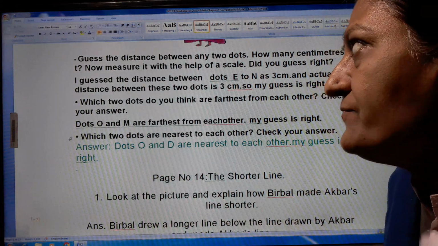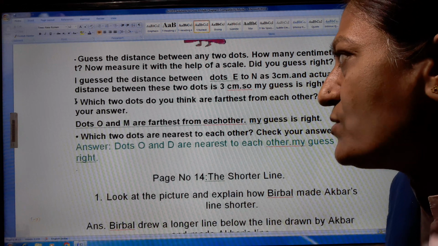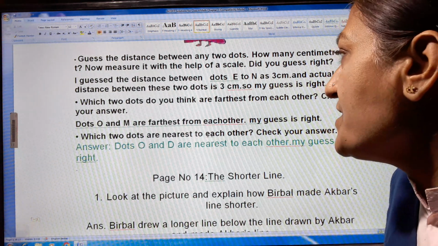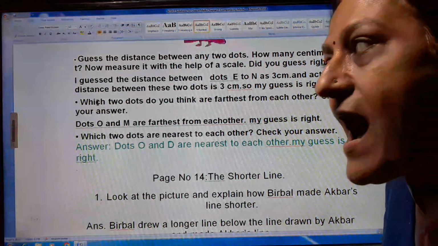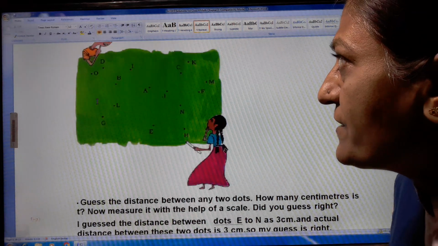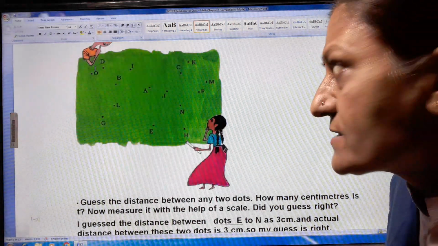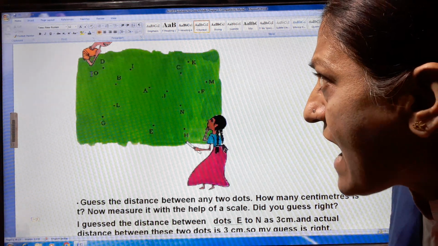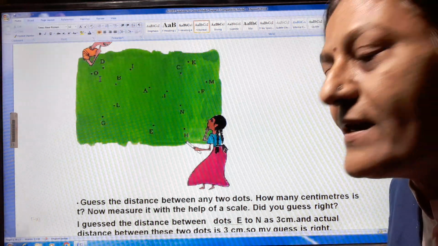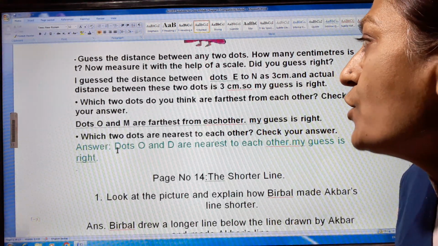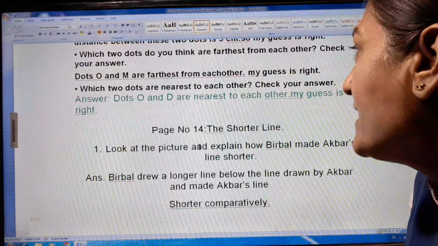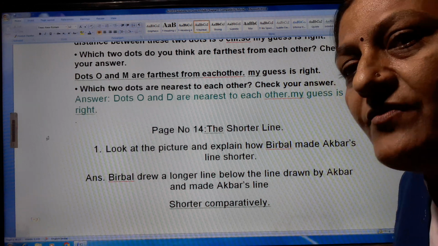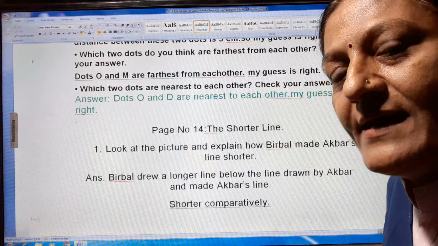Now the third question. This is the first question, this is the second question and this is the third question. Which two dots are nearest to each other? Check your answer. Again see the picture here. O and D are very close. See, O and D are very close. When we draw this line, these two points are the nearest. So in our answer we write dots O and D are nearest to each other. And my guess is right. So whenever we guess, all our answers are right.